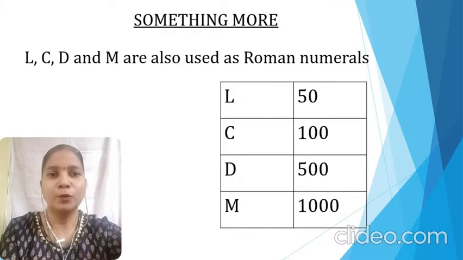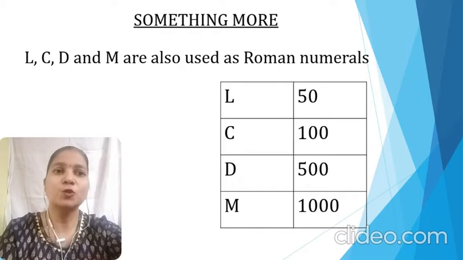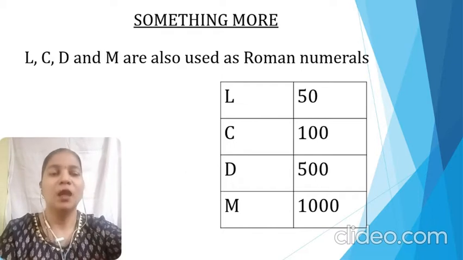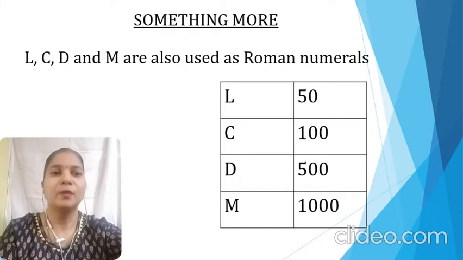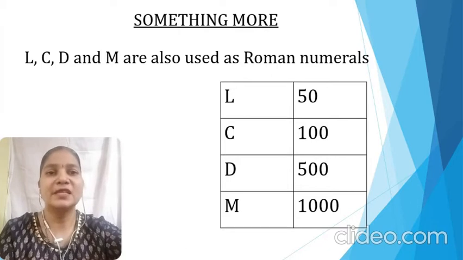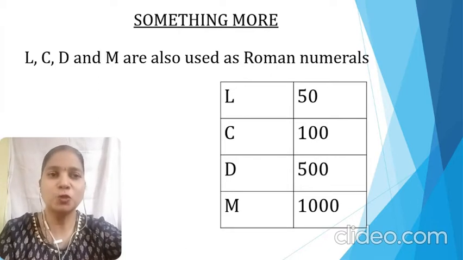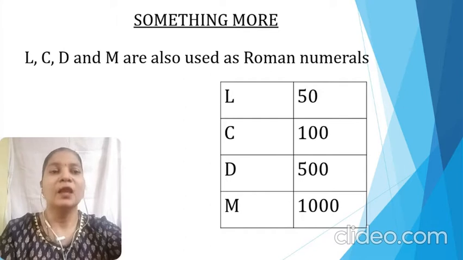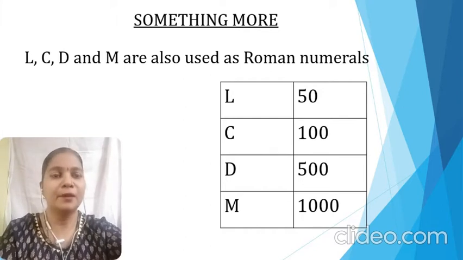Now something more. Here L, C, D and M are also used as Roman numerals. L means 50, C means 100, D means 500 and M means 1000. Again I repeat that L, C, D and M are also used as Roman numerals: L means 50, C means 100, D means 500 and M means 1000.